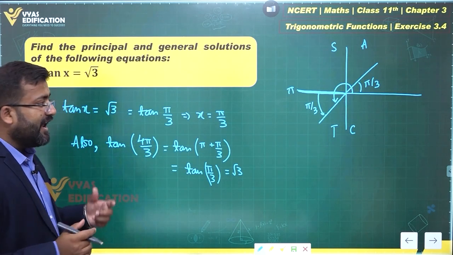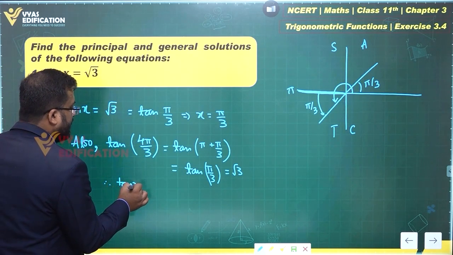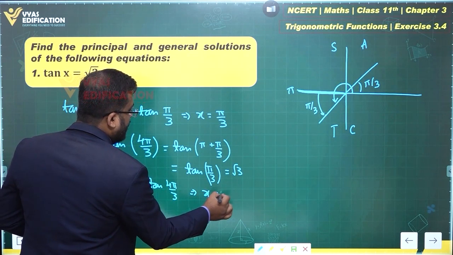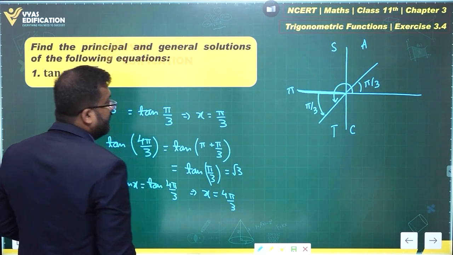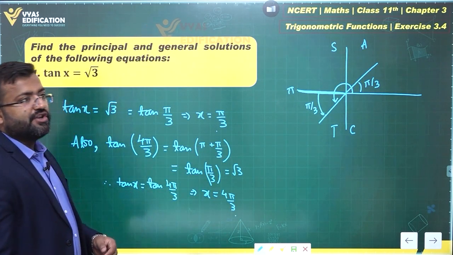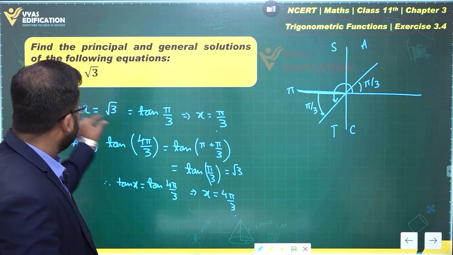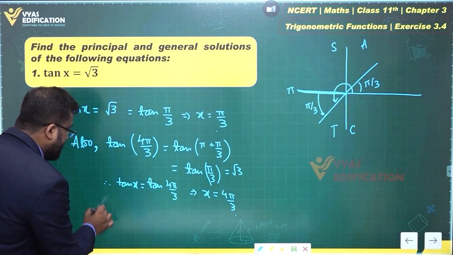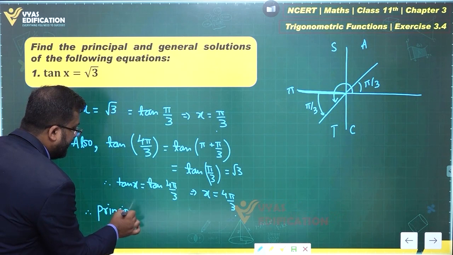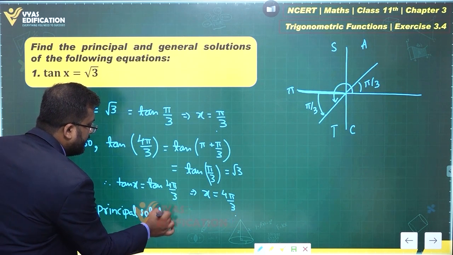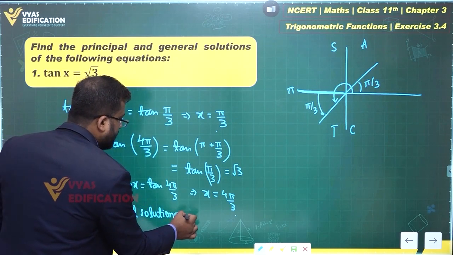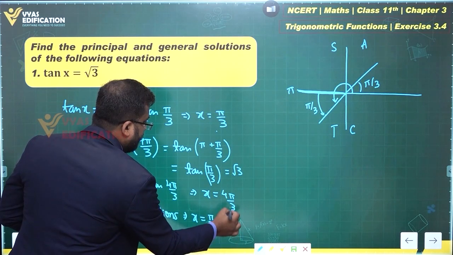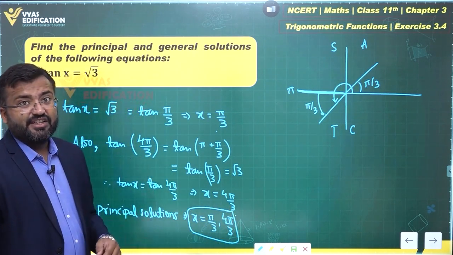So therefore another value of x, therefore tan x equals tan 4 pi by 3 implies x equals 4 pi by 3 as well. Now this is one principal solution, this is another principal solution. At max there will be two principal solutions for any simple equation of this kind, right? Okay, so what do we have over here? Therefore, first we are finding the principal solutions: x equals pi by 3 and 4 pi by 3. That's the answer in case of principal solutions.